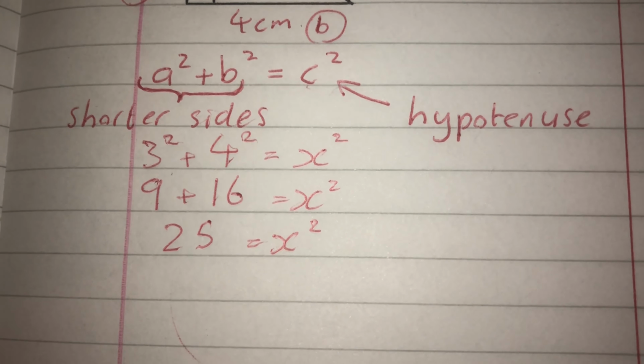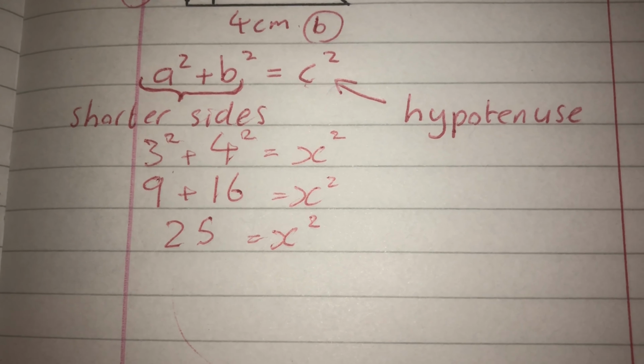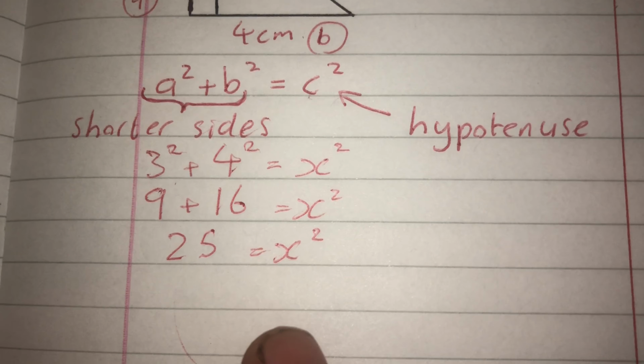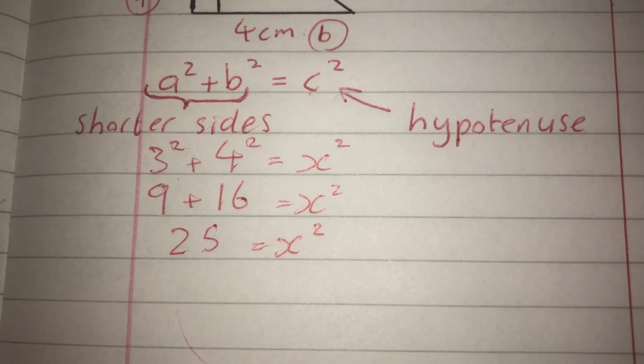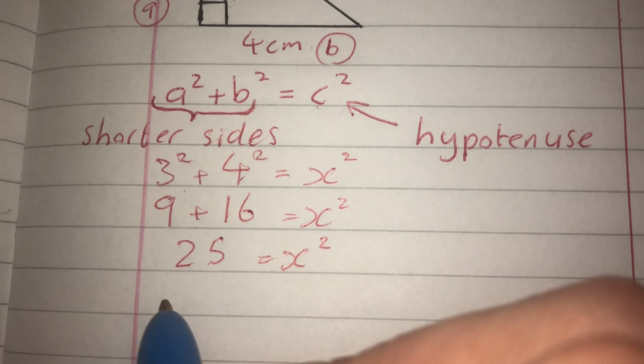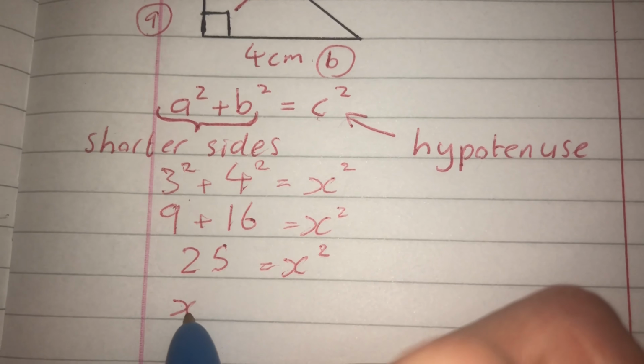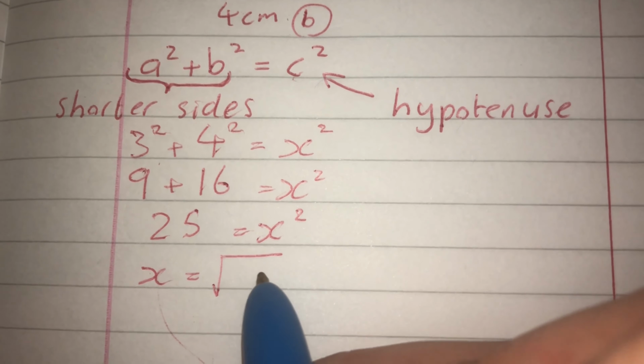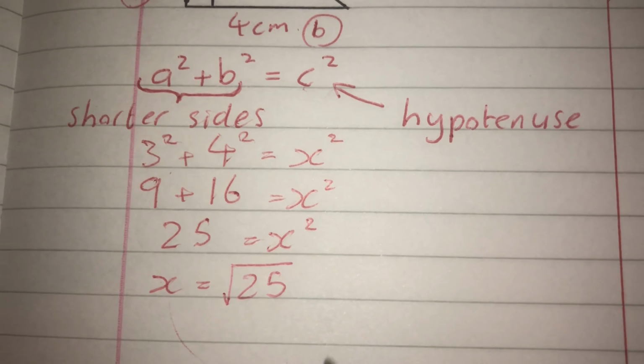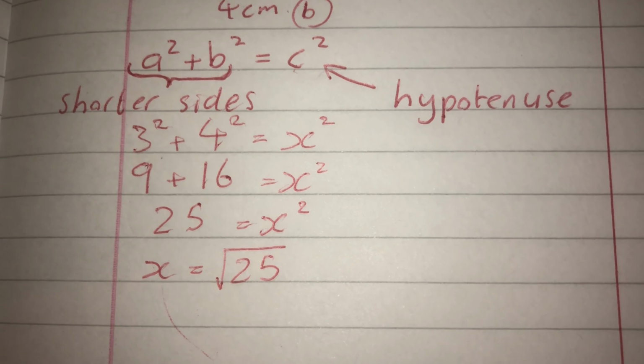And the most important thing to remember when you're attempting a Pythagoras theorem question is that we're not looking for x squared, we're looking for x. And the opposite of squaring something is square rooting it. So we're not interested in x squared, we're interested in x. So what we have to do is work backwards and square root 25, and always remember the square root at the end of a Pythagoras theorem question.